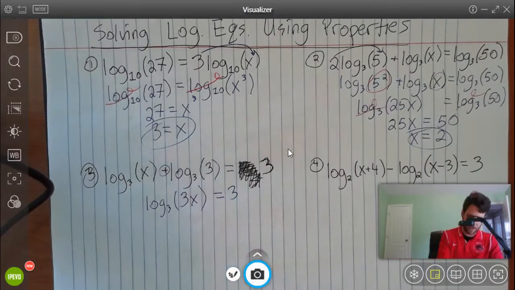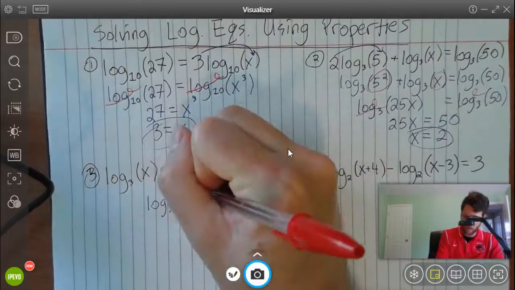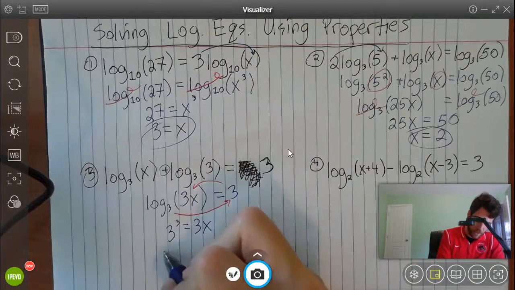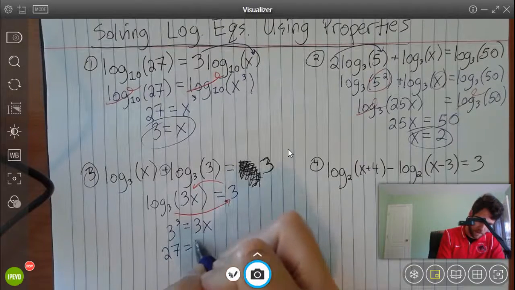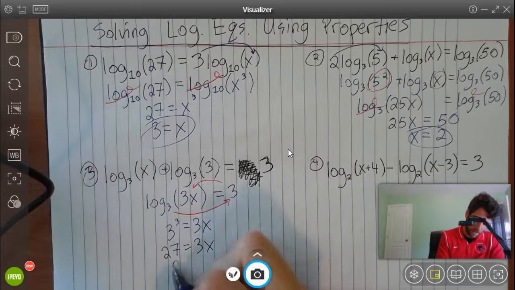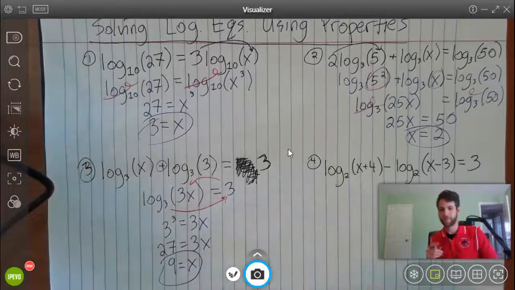Now we can just convert this to an exponential form. 3 to the power of 3 equals 3x. And we have 3 cubed equals 3x. 3 cubed is 27. And then divide by 3 means our answer is going to be equal to 9.